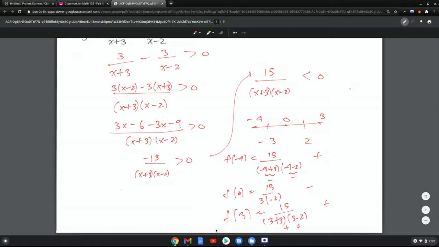So in conclusion, what we have is negative 3, 2, positive, negative, positive. Also because it's less than 0, we do not include the endpoints, and also because we cannot include the endpoints. So the solution would be negative 3 to 2.